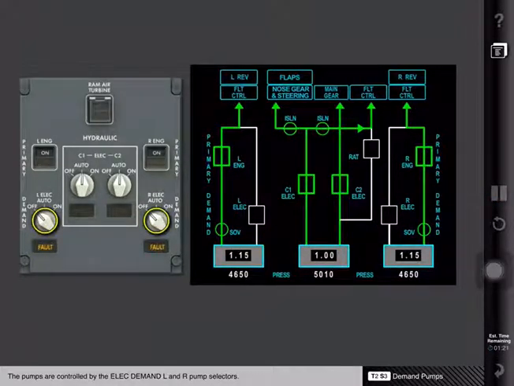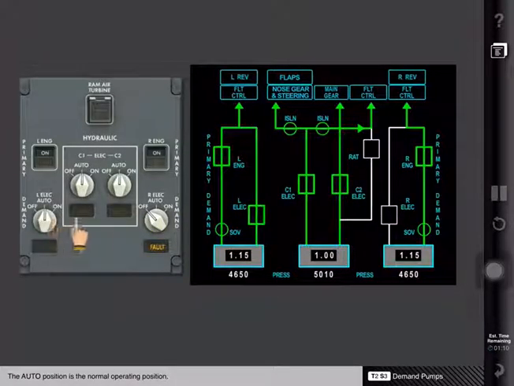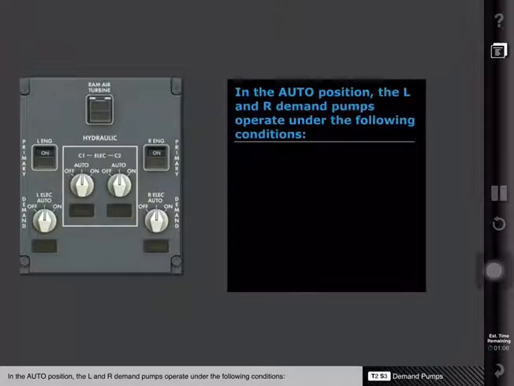The pumps are controlled by the electric demand left and right pump selectors. When the selectors are in the off position, the pumps are not powered. The auto position is the normal operating position. In the auto position, the left and right demand pumps operate under the following conditions.